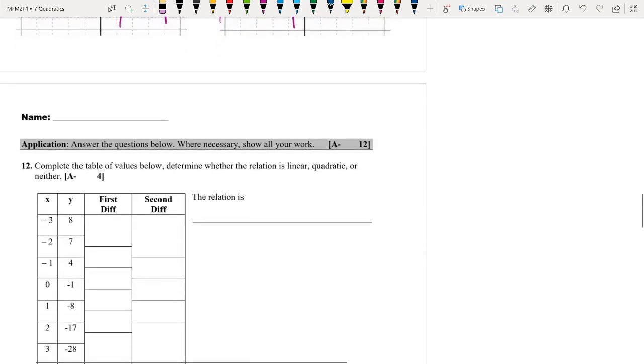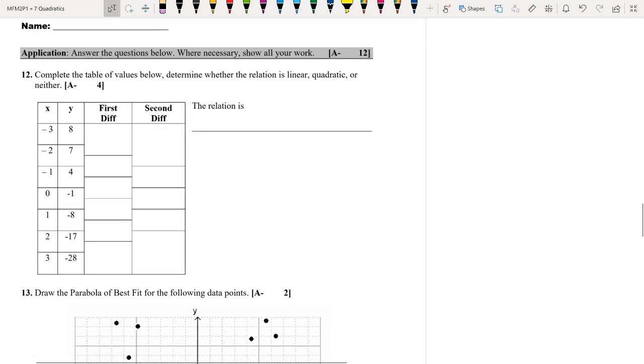All right, question number 12. It says complete the table of values below, determine whether the relation is linear, quadratic, or neither. And so let's take a look. It says here y is 8, negative 3 and 8, negative 2 and 7. What's the first difference between a 7 and 8? 7 minus 8 gives me negative 1. What's the difference between 4 and 7? That gives me negative 3. What's the difference between negative 1 and 4? That gives me negative 5.